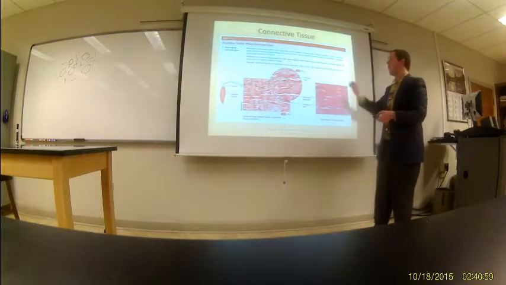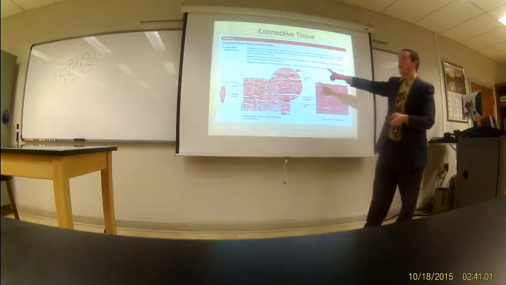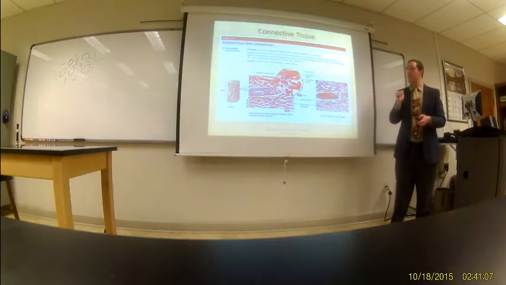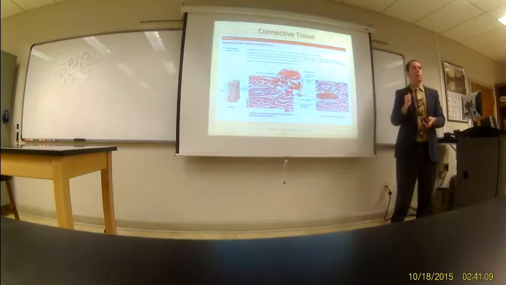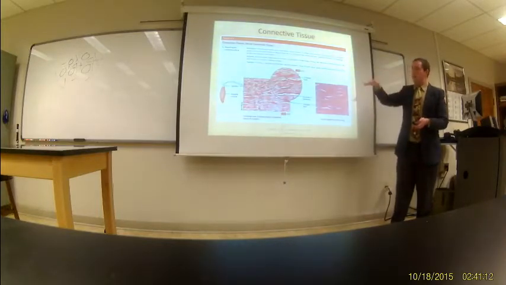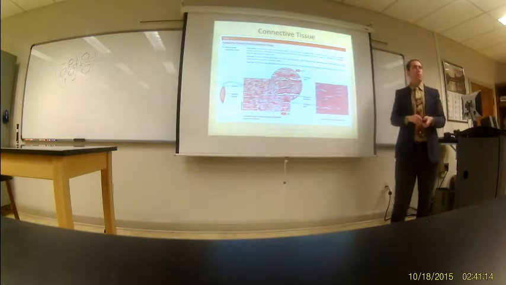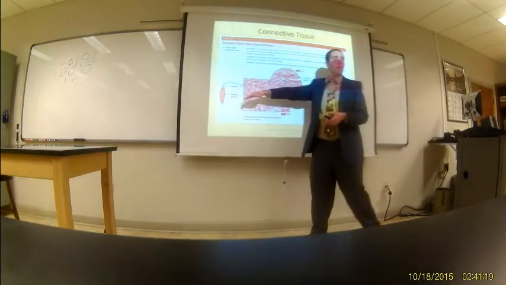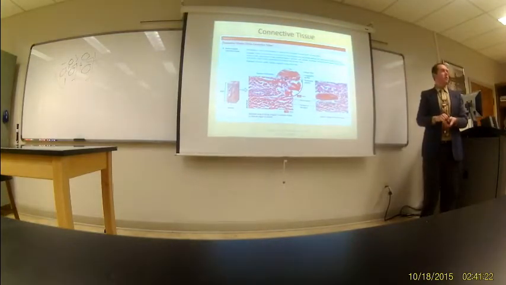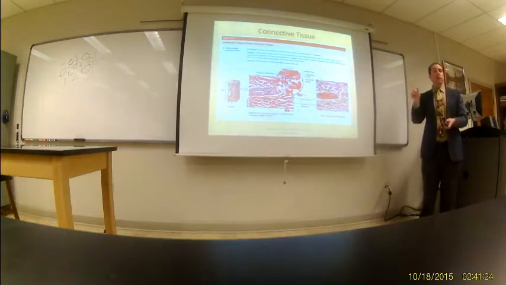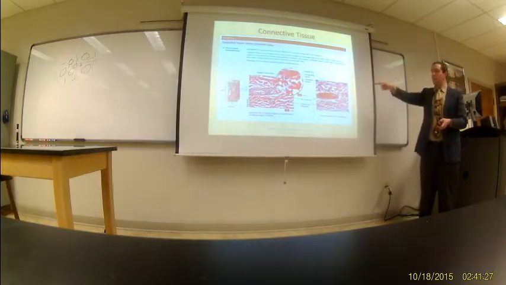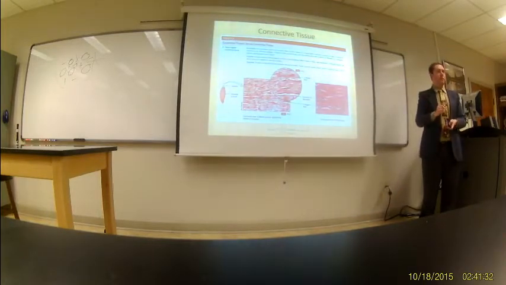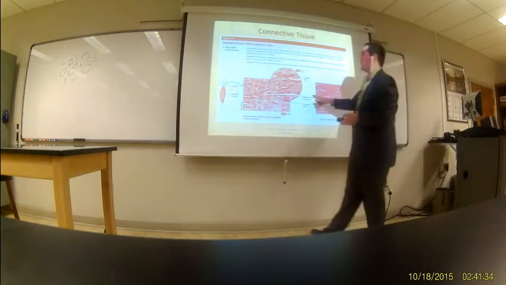And so before I talk too much about that, I want to just show you why it's called a dense regular connective tissue. This one is a dense irregular connective tissue. Here, everything is lined up in the same direction. Everything is kind of wavy left to right. This one, they're going in all different directions. So they look very similar to each other, but this one is kind of scattered. This one is more organized. So this is the dense regular.